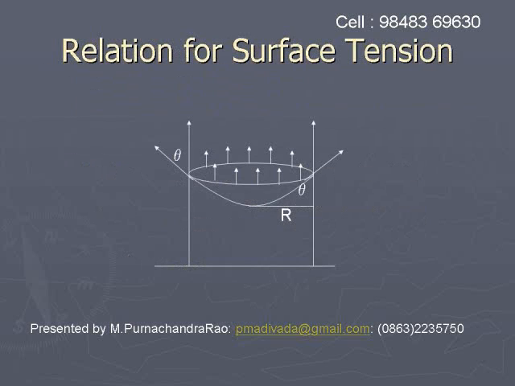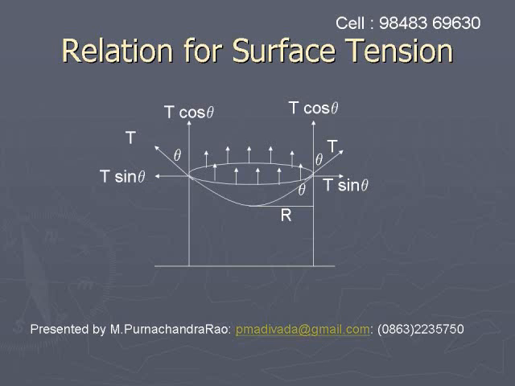Let us derive a relation for surface tension using capillary rise method. Suppose the capillary rise is represented by this figure. The concave curved surface represents the surface of the liquid. Then the surface tension forces act along the tangent, making an angle theta inside the liquid. So the angle theta represents the angle made by the surface tension forces along with the surface of the capillary tube.